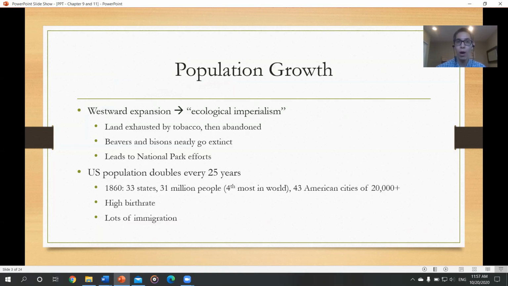One of the reasons perhaps why there was so much immigration to the US is because of westward expansion. After the Louisiana Purchase, by Thomas Jefferson, the US has access to this massive tract of land in the Midwest and in the Great Plains. And so Americans begin to push west. We talked about some of the effects of this westward expansion, sometimes called ecological imperialism, because it's colonizing the land, destroying the land. So they exhaust the soil. Beavers and bison nearly go extinct. We'll explore some of the effects on the West a little bit later.